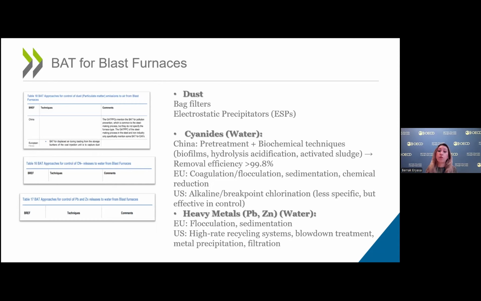and in the EU, there were mentions of coagulation, flocculation, sedimentation, and there were differences in the US BREF-like document, which mentioned alkaline and breakpoint chlorination. For the heavy metal releases to water, EU again mentioned flocculation and sedimentation, and the US mentioned high rate recycling systems, blowdown treatment, metal precipitation, and filtrations.